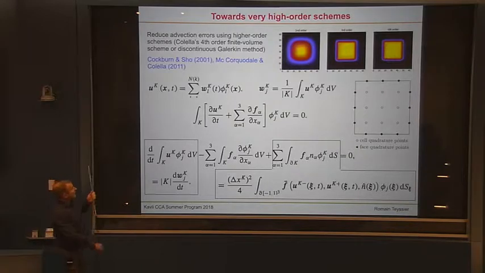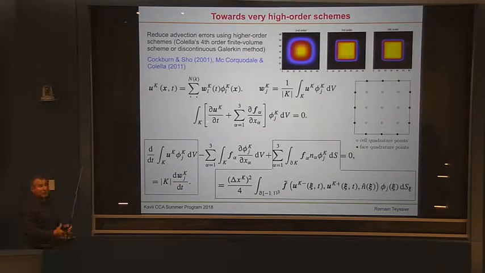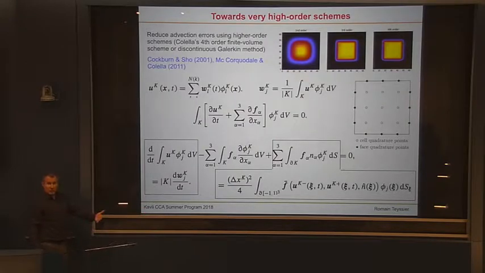Okay, so basically the idea is to project your solution inside each cell, inside each element, on a polynomial basis here. And the coefficients, basically the projection of your solution on this basis, are time dependent. And those coefficients are the new unknowns, right, that you want to update with time.